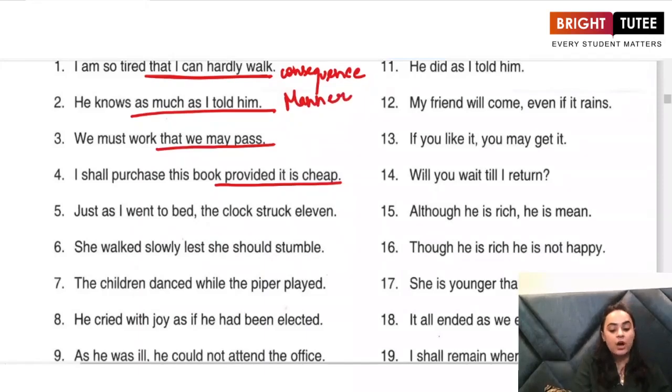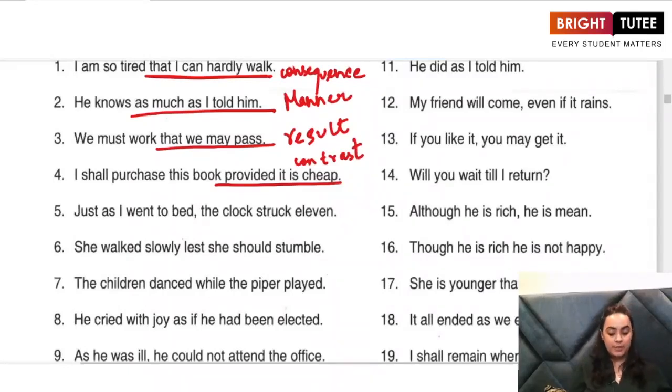We must work that we may pass. What is it? The result. You should work this much that you may pass. I shall purchase this book provided it is cheap. This is a condition that you are placing.